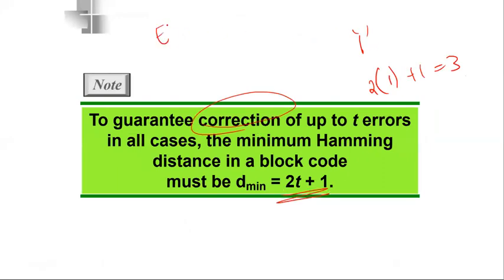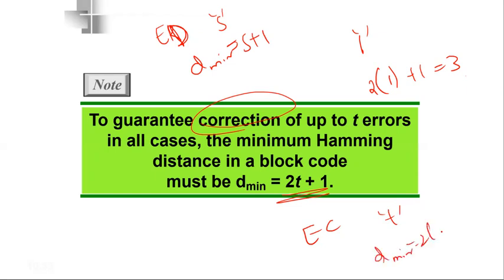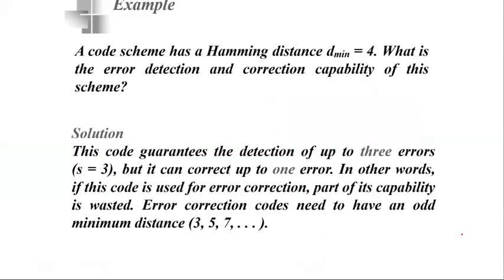That is, the earlier case was error detection. In the case of error detection, if we want to detect S errors, the Hamming distance should be S plus 1. D min is equal to S plus 1. If we want error correction, that is, if we want to correct T errors, then the minimum Hamming distance should be 2T plus 1. Okay, now here we have an example for the same.